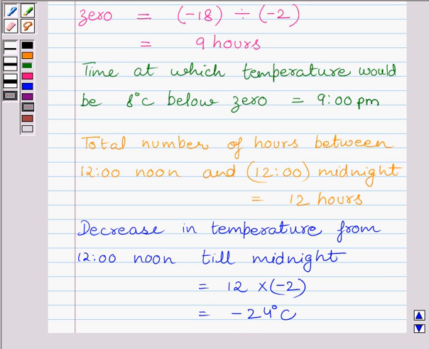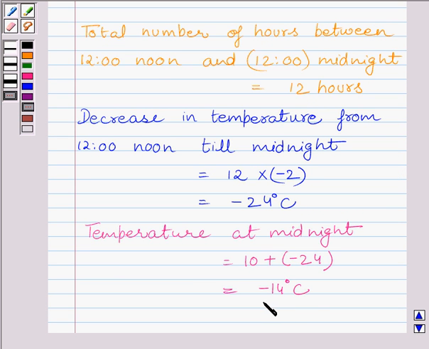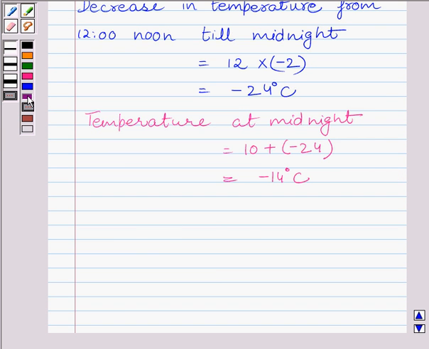So required answer for the first part of the question is 9 p.m. and for the second part of the question is minus 14 degrees Celsius. So our answer is 9 p.m. and minus 14 degrees Celsius.